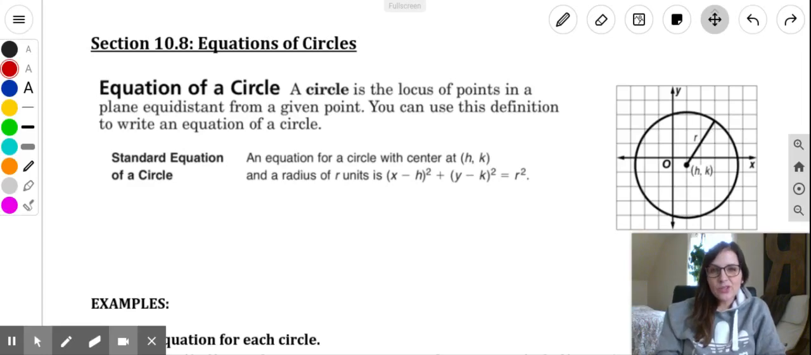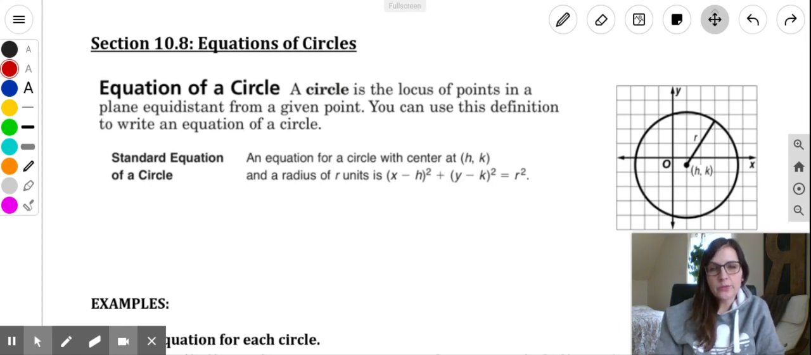Okay, guys, so we have reached our final section of circles. Our last section, 10.8, is on equations of circles. It's pretty easy once you see how to do it. It's probably the easiest one, maybe even easier than the first section. I think you guys will like it.